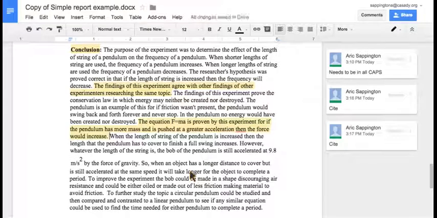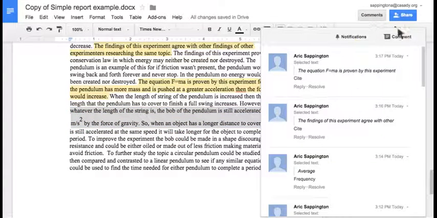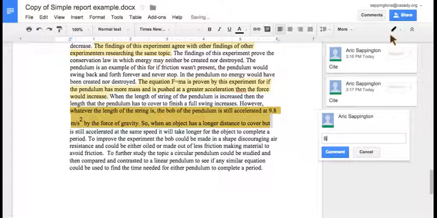Then the recommendations for further study and an explanation for improving the experiment. So for further study, they have that here at the end, and an improvement. They've talked about how to improve it. So it looks like they've done all these different parts. This could be resolved here, this spacing issue. So comment on this and tell them single space.